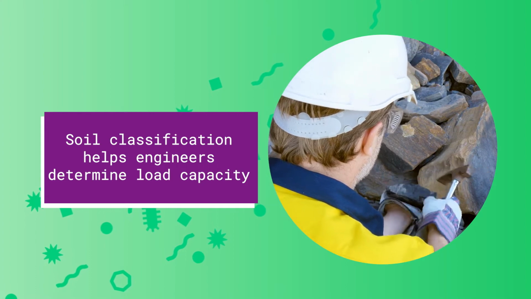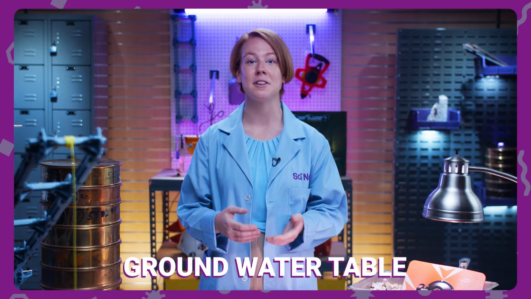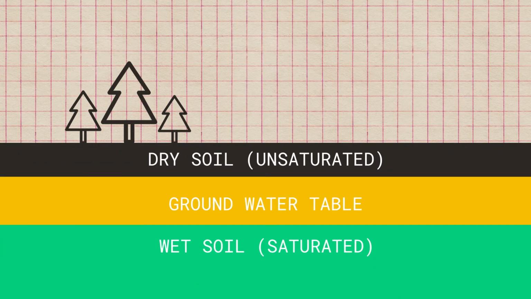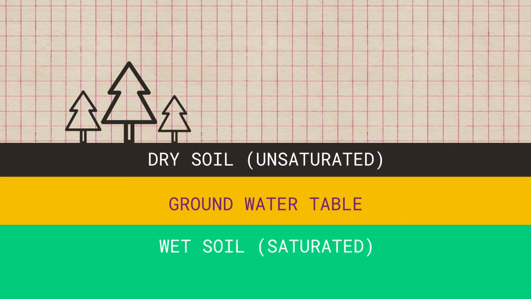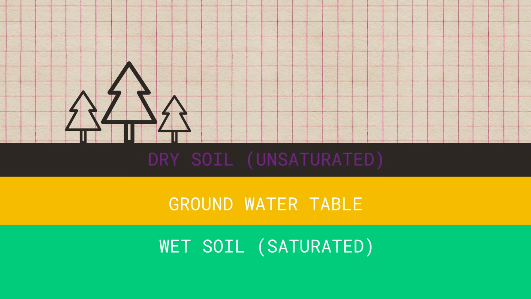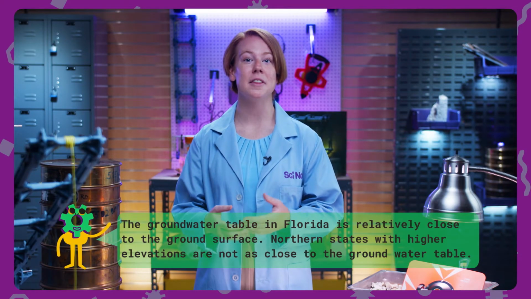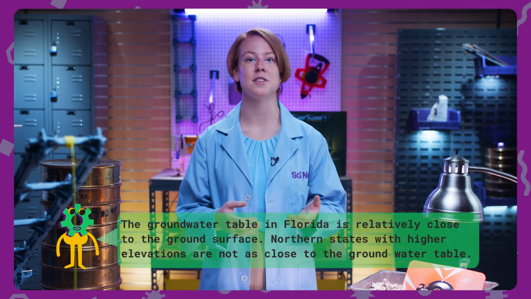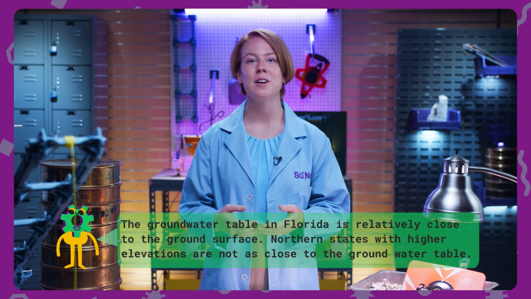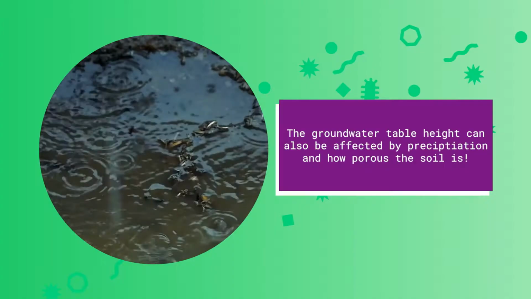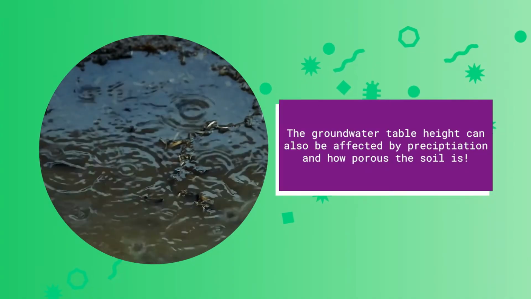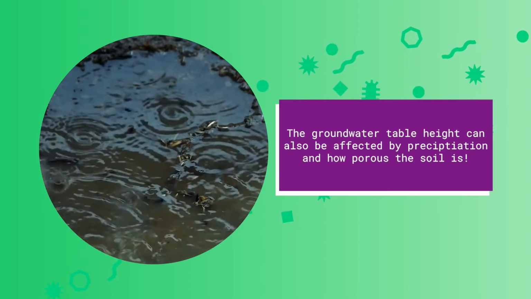To do this, it's also important for geotechnical engineers to find the depth of the groundwater table at the construction sites. The groundwater table is where soil becomes saturated. Above the groundwater table, soil is dry and acts differently from below the groundwater table, where all the soil is wet. Florida has a very low elevation, and the groundwater table is relatively close to the ground surface. Meanwhile, locations with higher elevation won't experience soil that's as saturated. The height of the groundwater table can also be affected by precipitation and how porous the soil is.